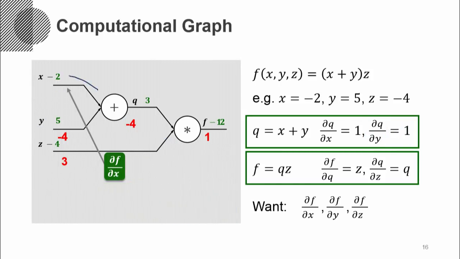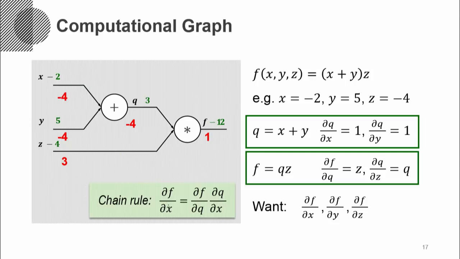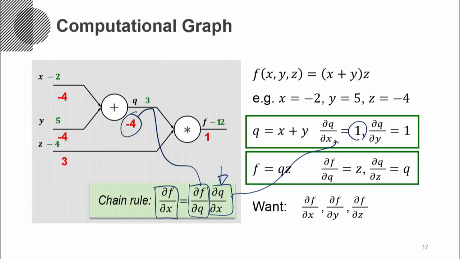So what about the partial derivative with respect to x? In this case, we still apply the same chain rule. When we want to obtain this value, it is represented as the product between these two, and this value corresponds to -4. And then what about this value? We already obtained this value here, which is still 1, and thus overall, the partial derivative with respect to x is -4.